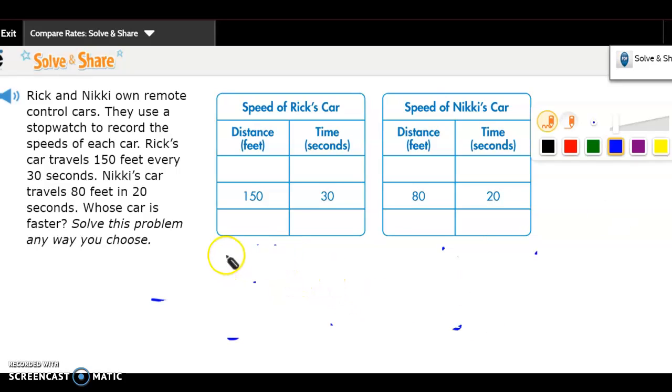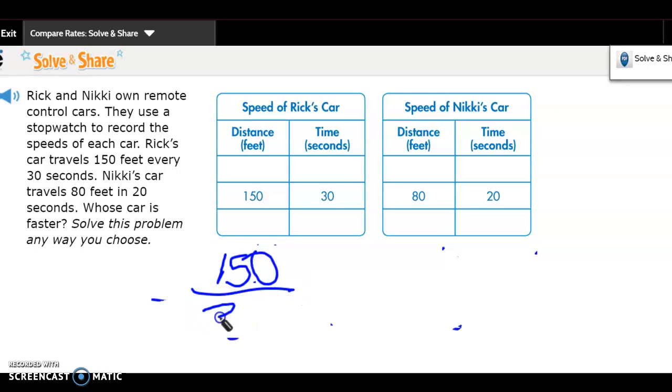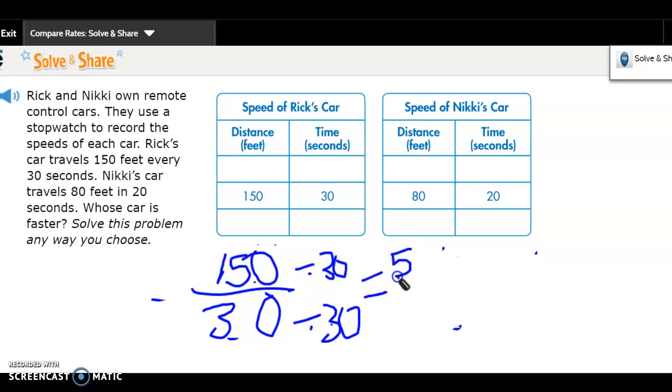Okay, so what I'm going to do is I need to figure out, there's 150 and 30. I want to figure out how many in 1. So I'm going to divide the denominator and the numerator by 30. So then I'm going to do 150 divided by 30. Well, I know 15 divided by 3 is 5. So it's going to travel 5 feet for every 1 second.